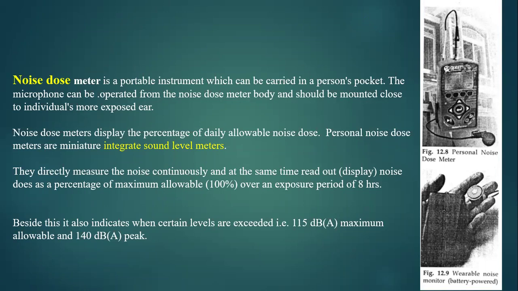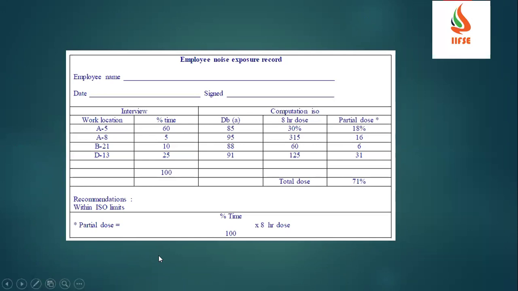Besides this, it also indicates when a certain level is exceeded, the maximum allowable of 140 dB, it gives a peak. So whenever it reaches the set limit, it will give a peak sound stating that you are exposed more. This is how we can have an employee noise exposure record. So we can collect the data within a sample sheet.